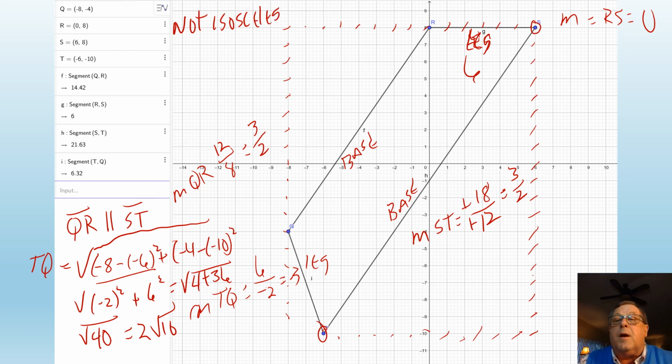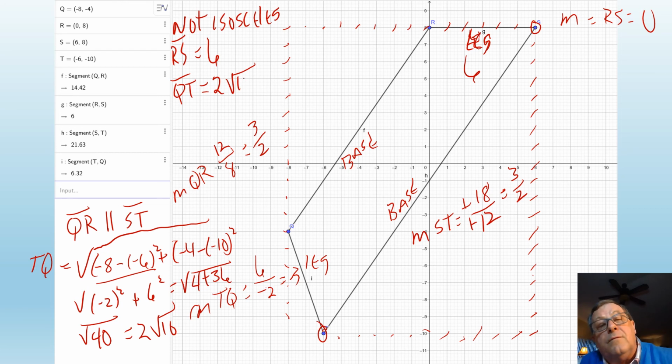Even though our bases are parallel, our legs are not congruent because RS is equal to 6 and QT, or TQ, is equal to 2 square root of 10. Sorry about that, folks. It's a trapezoid, but it's not isosceles. The legs are not congruent, even though the bases are parallel. Shazam.